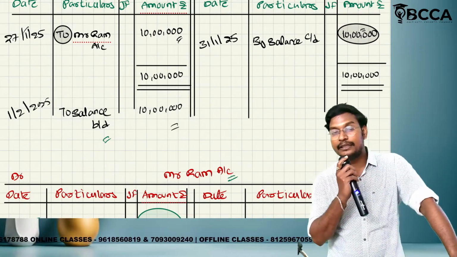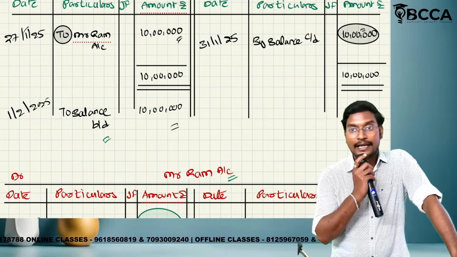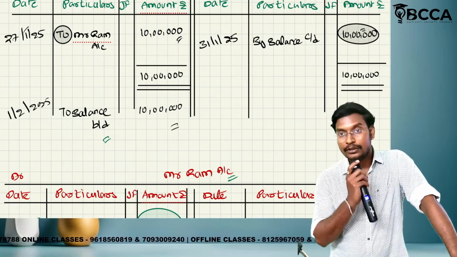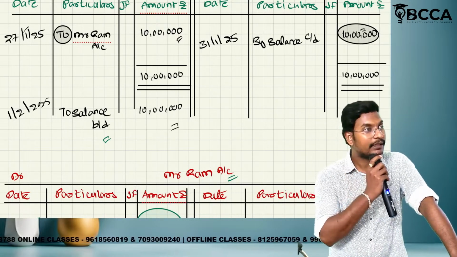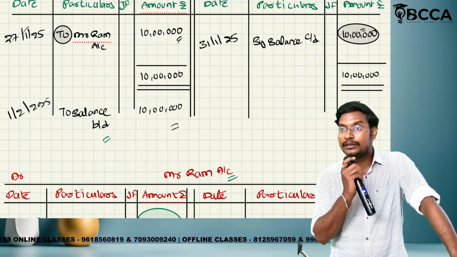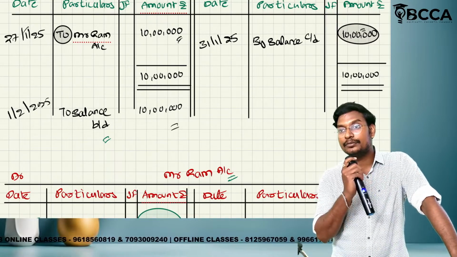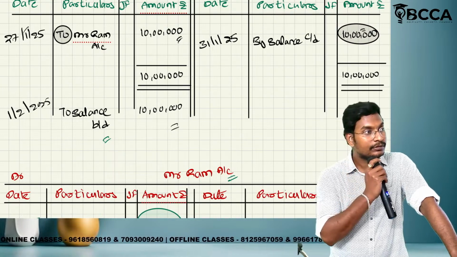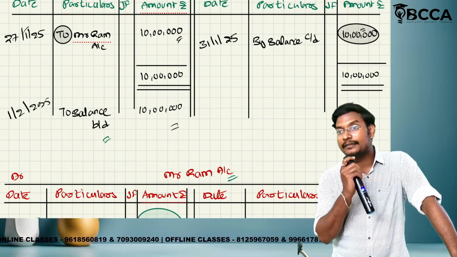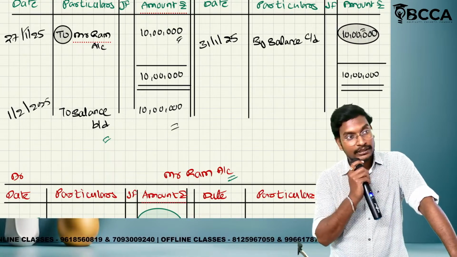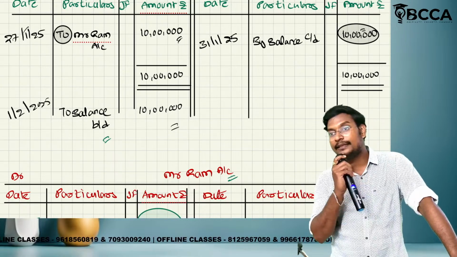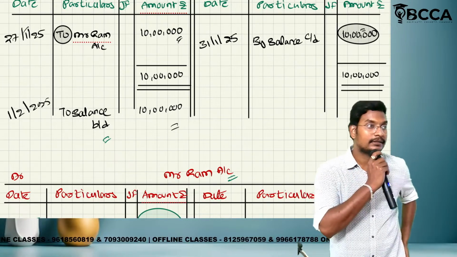How many ways are there? 2 ways. If the brought down is on the debit side, we are having the debit balance. If the brought down is on the credit side, we are having the credit balance. Or if the debit side is more than the credit side, that account is showing the debit balance. Or if the credit side is more than the debit side, that account is showing the credit balance. In this way we can find out the balances of the accounts.